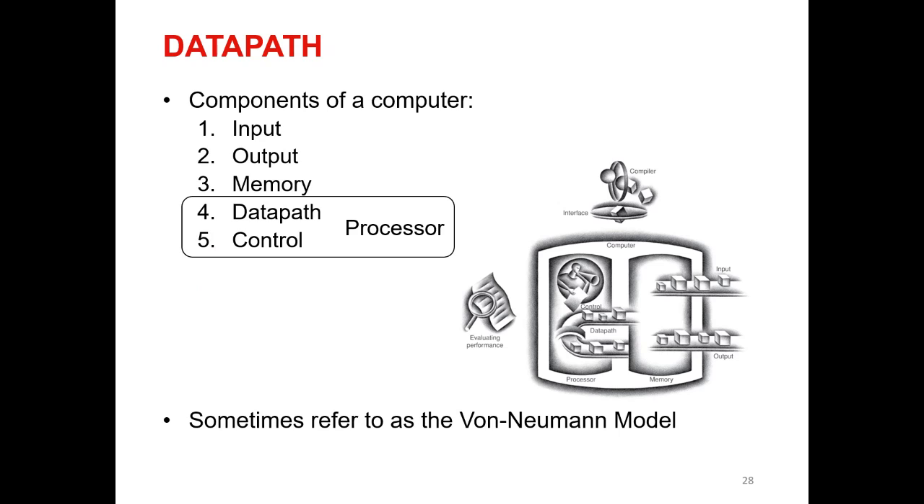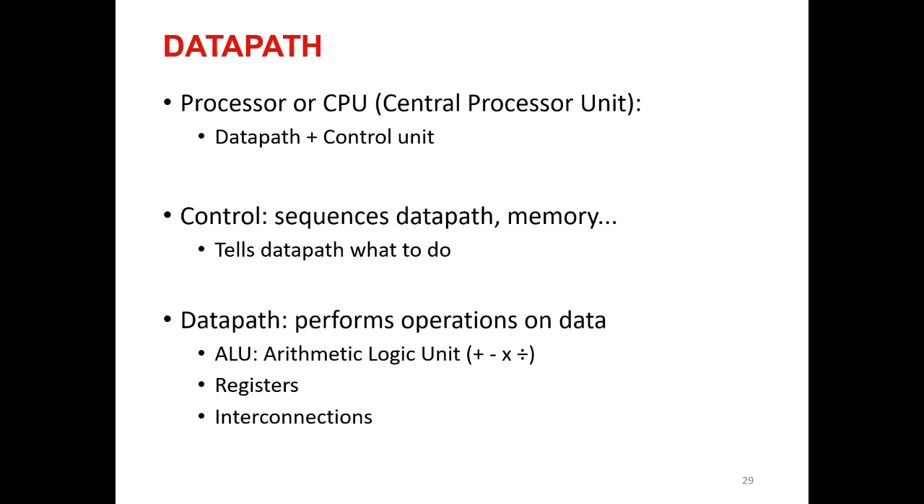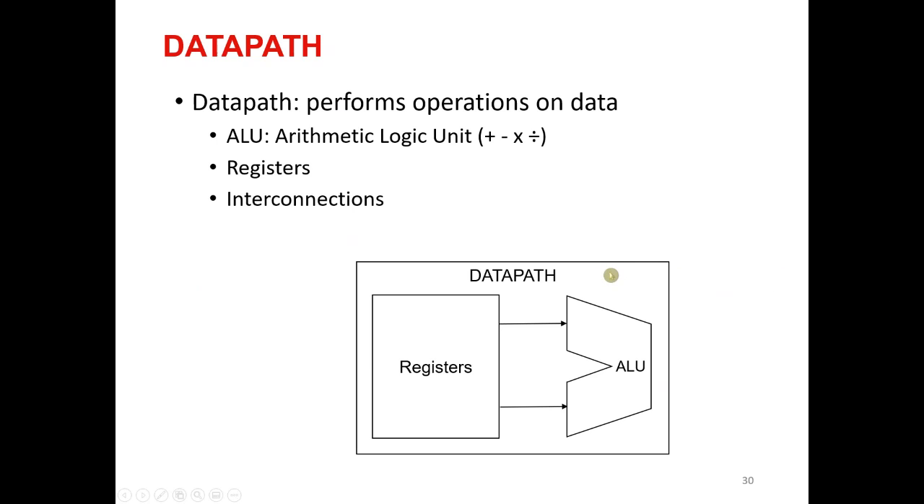Now remember that yesterday we referred to these components of the computer, and we said that we have the processor, with a data path and control. Remember that in the processor, the control tells the data path what to do, and the data path is the one performing the operations. The data path has the arithmetic logic unit, which performs addition, subtraction, multiplication, division, and we also have in the data path the registers to provide inputs to those operations. So this will be the data path.